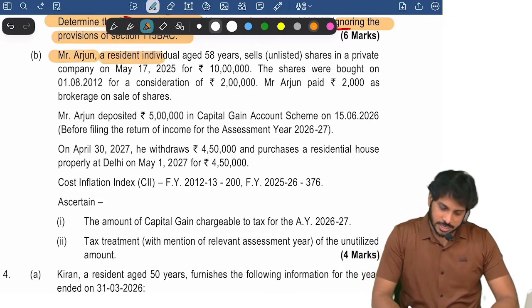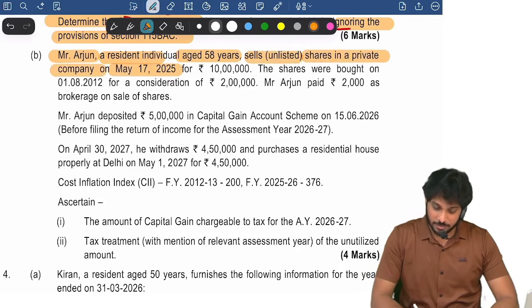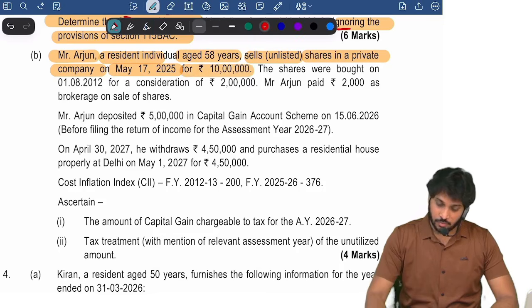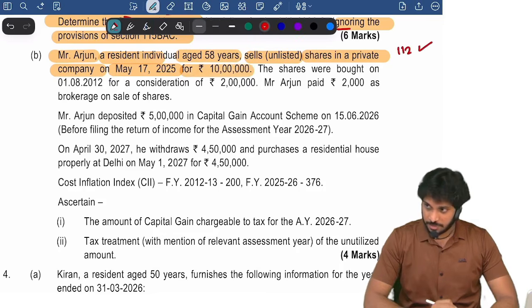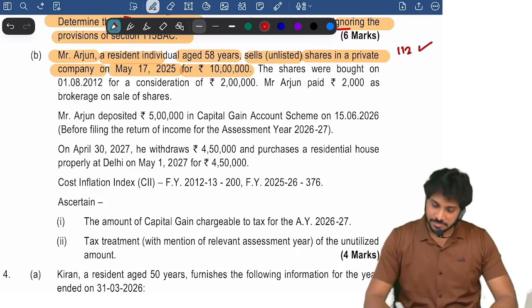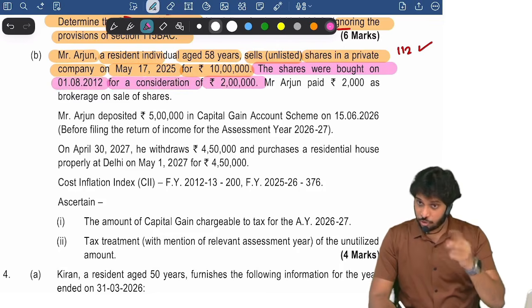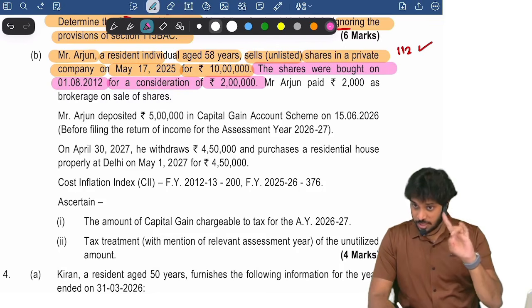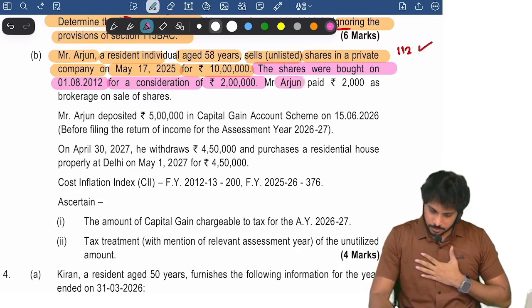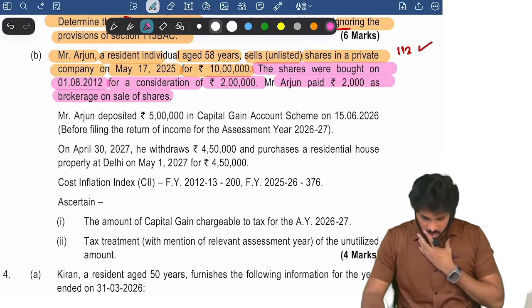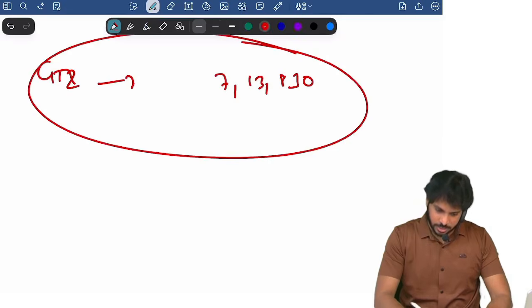Arjun, a resident individual, 58 years, sells unlisted shares in a private company on May 17, 2025 for 10 lakhs. 112A will not apply, 112 will apply. Unlisted shares. These shares were bought on 1st August 2012 for a consideration of 2 lakhs, more than 24 months, because it's not 12 months which is applicable, 24 months applicable. He paid 2,000 as brokerage. Fine. First I'll compute the capital gain here, okay?